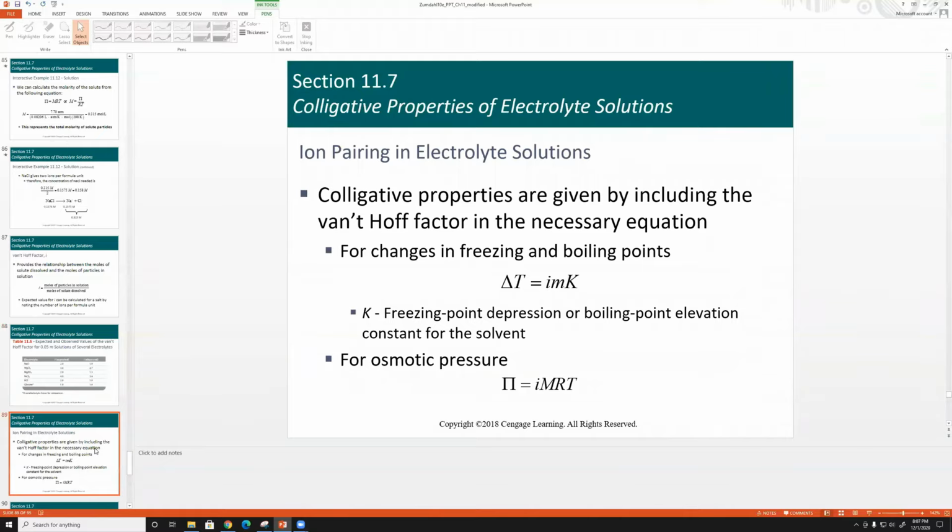And we can modify these equations by multiplying by the Van't Hoff factor. So for freezing point depression and boiling point elevation, if you're dealing with NaCl, you have double the amount of particles. This means that there will be 2 times the amount of change in the freezing or the boiling point. Same thing for osmotic pressure. If you have double the concentration of particles on one side, this will double the osmotic pressure because twice as much water will move from one side to the other.